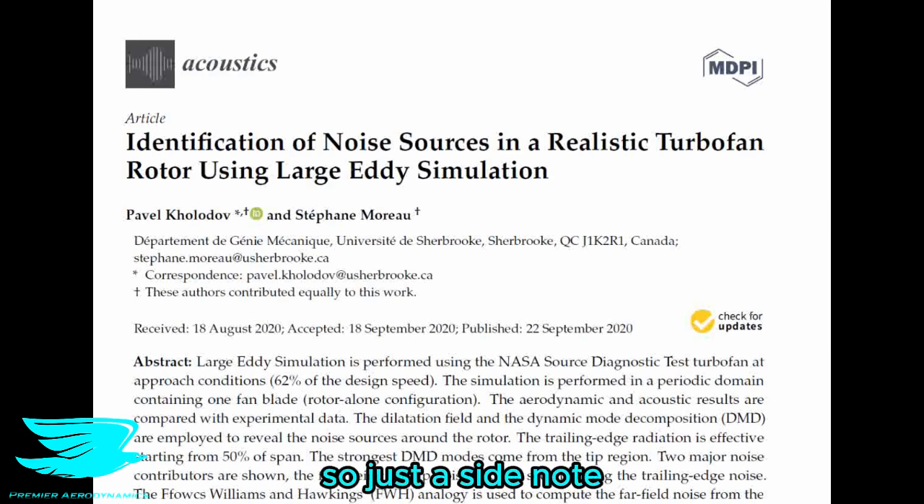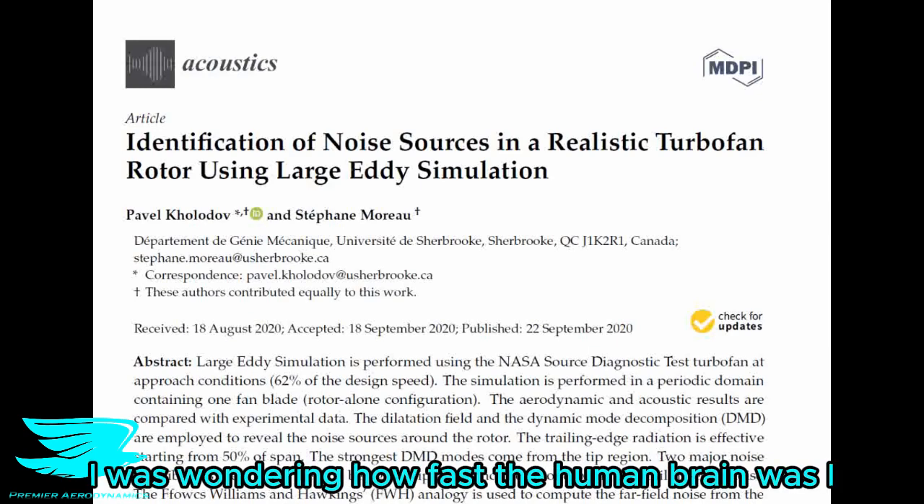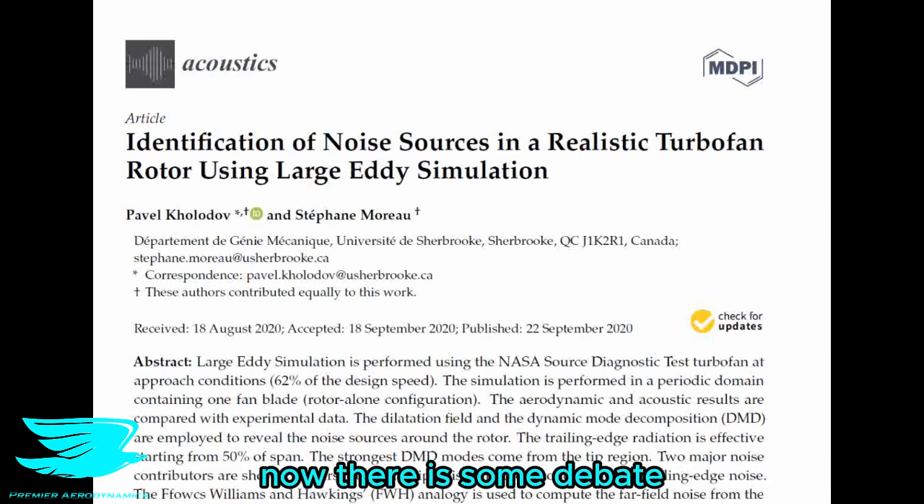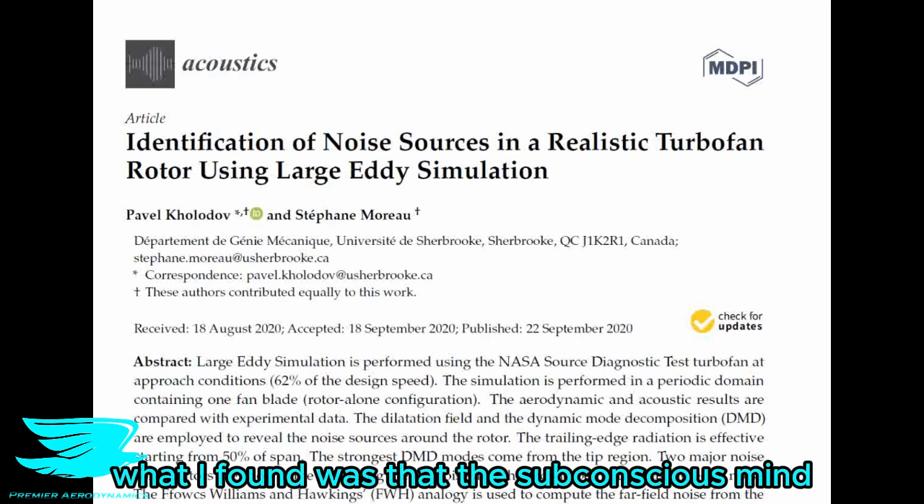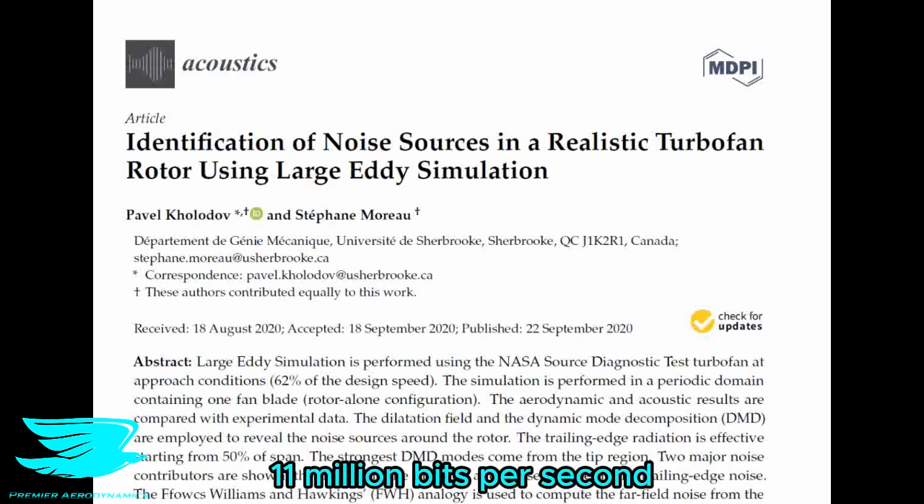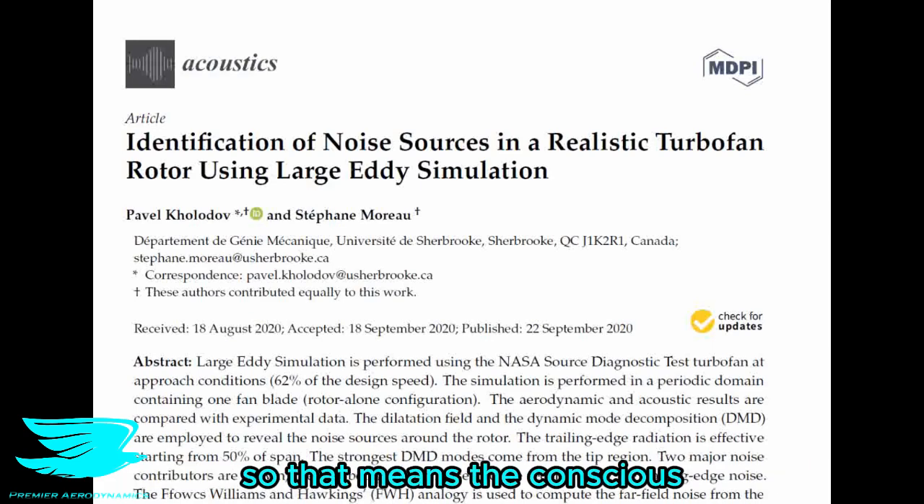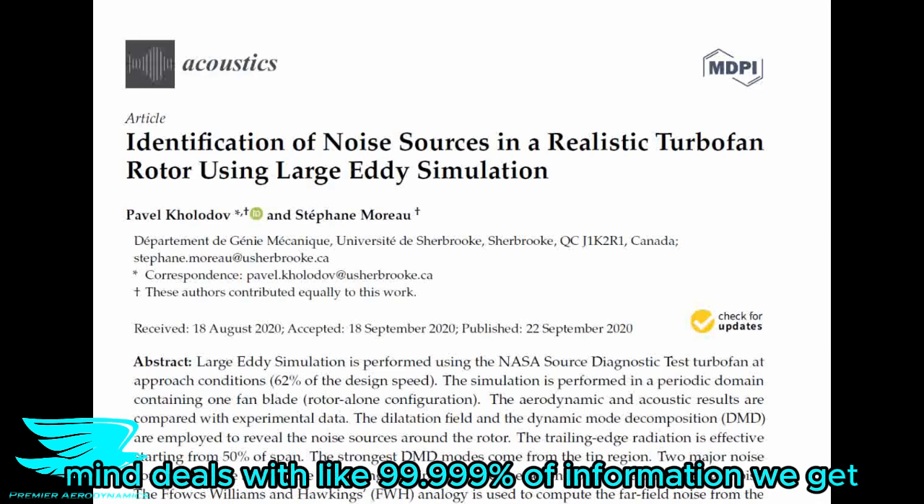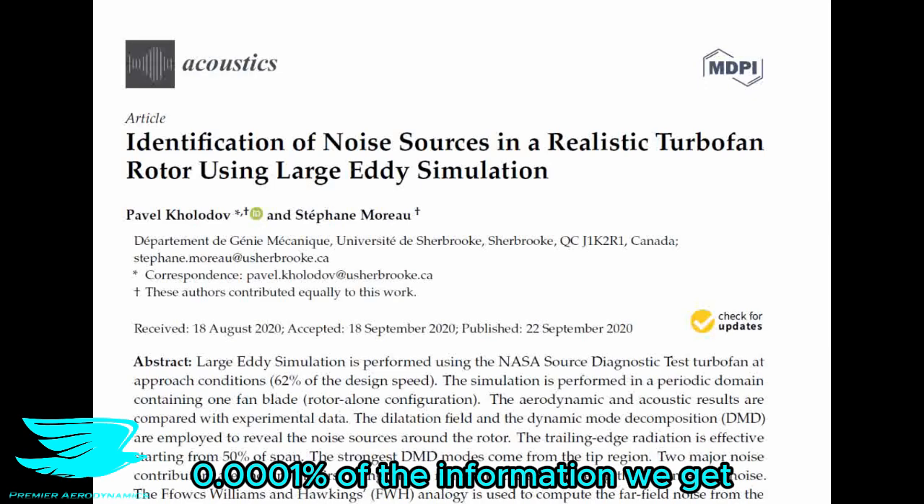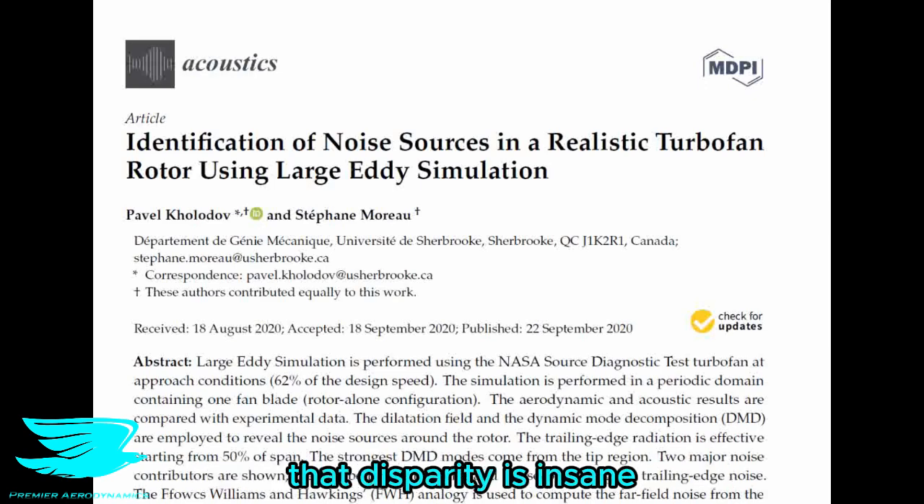So just as a side note, when I was researching quantum computers, I was wondering how fast the human brain was. I was just curious. Now there is some debate when I was looking this up, but the general idea is that what I found was that the subconscious mind processes about 11 million bits per second, while the conscious mind processes only 50 bits per second. 50 bits compared to 11 million bits per second. So that means that the subconscious mind deals with like 99.999% of the information we get, and the conscious mind only deals with about 0.0001% of the information we get. That disparity is insane.